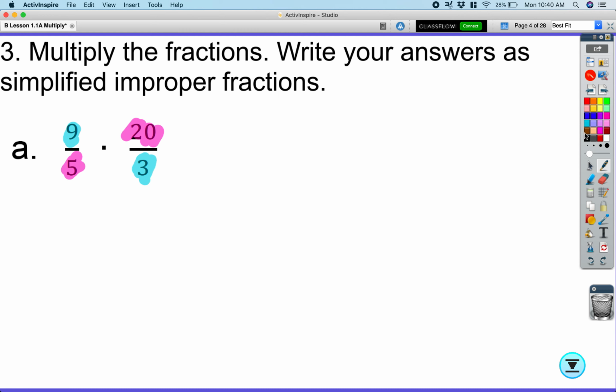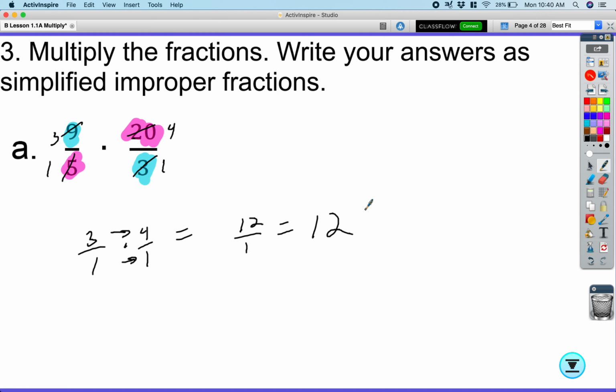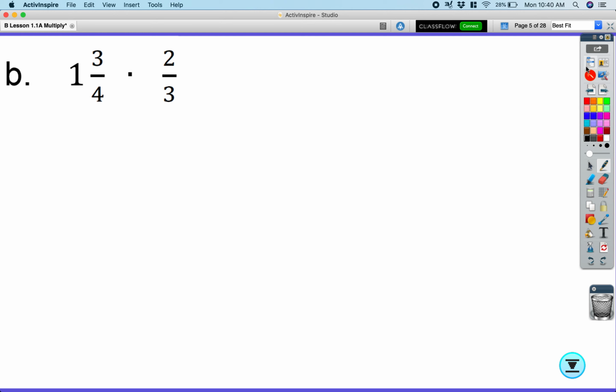So let's go and look at this now. I know 9 and 3 are both divisible by 3. So 9 divided by 3 is 3, 3 divided by 3 is 1. Over here, 20 and 5, 20 divided by 5 is 4, 5 divided by 5 is 1. So my two new fractions are 3 over 1 times 4 over 1. When I multiply straight across, remember numerator with numerator and denominator with denominator, I am going to get 12 over 1, which reduces to just 12. Okay? All right, next one.